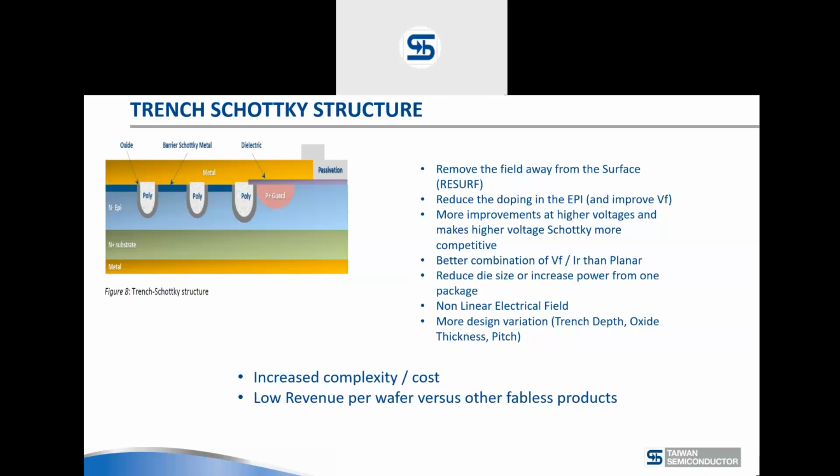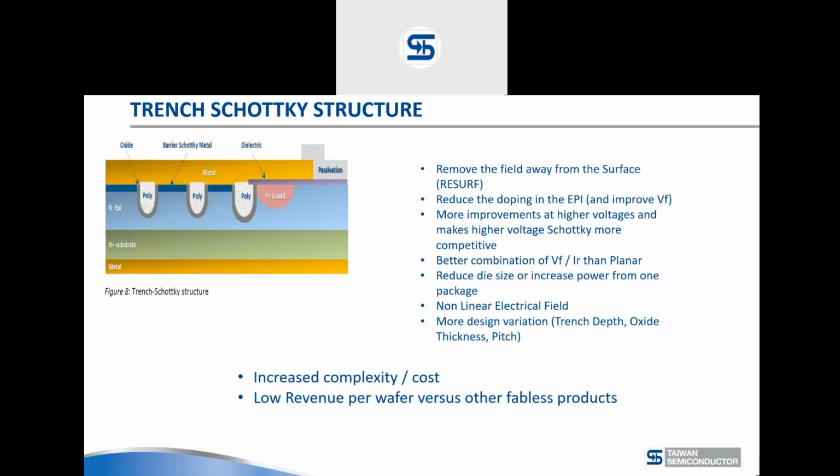So what you can do is reduce the doping of the epi in this case, and you improve VF. The higher the voltage, the bigger the improvements you can make. You can't make that many improvements in 40 or 60 volts. You can make some, but your main improvements are going to be in the 120, 150, 200 volt range.